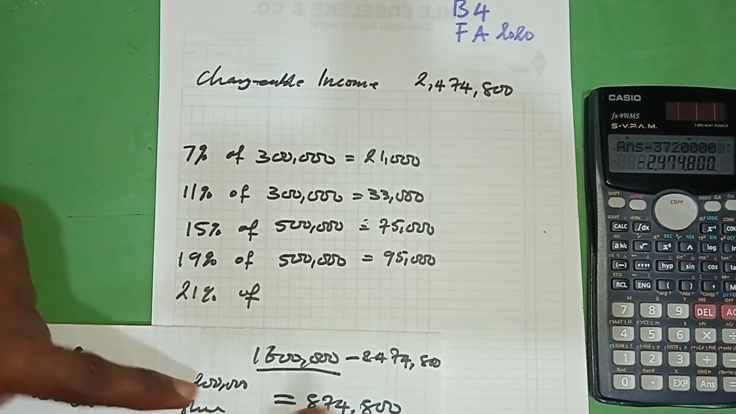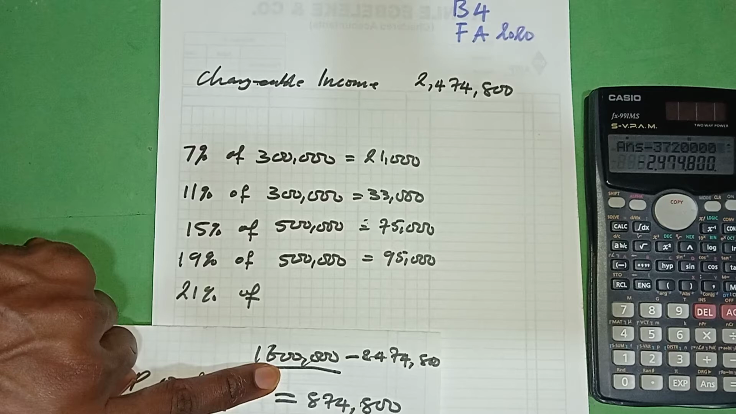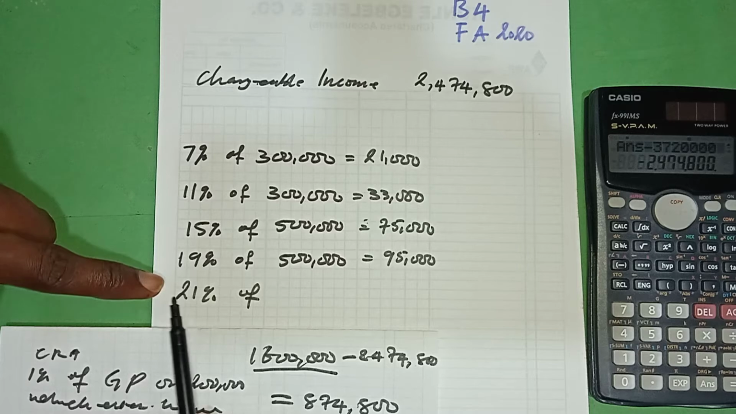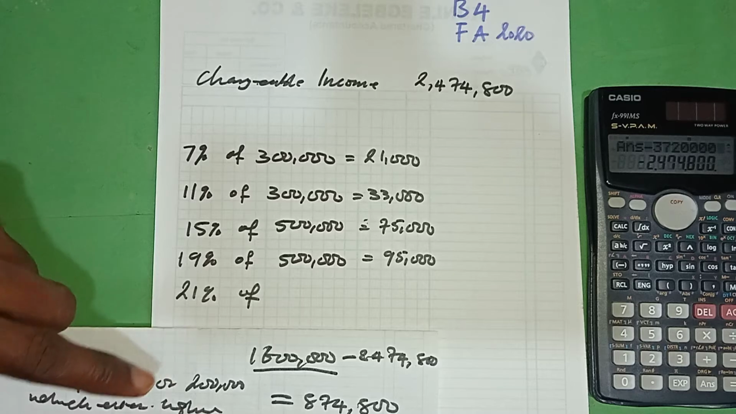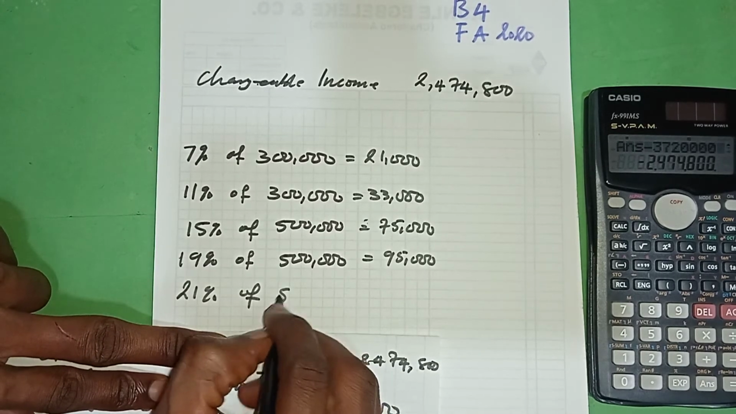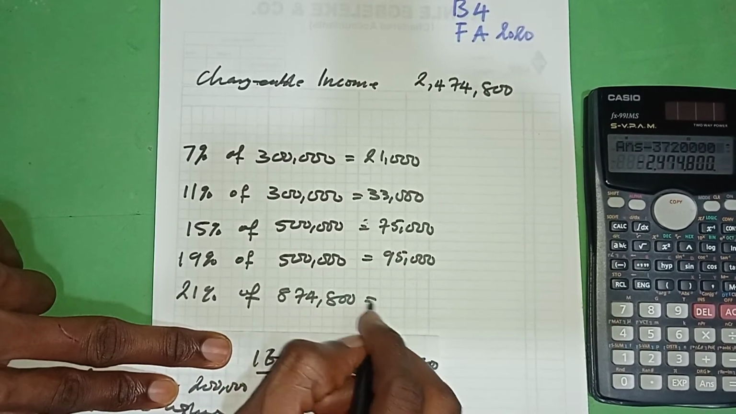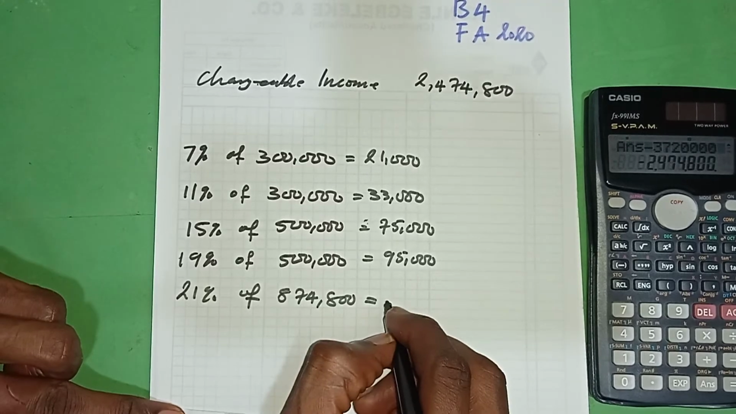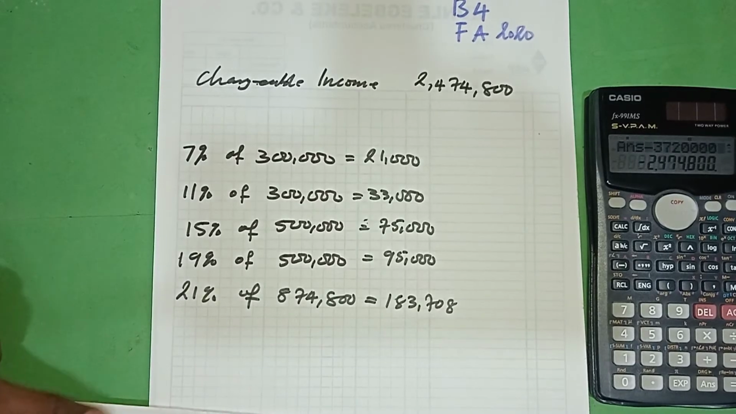If the amount is up to 1.6, you charge 21% on 1.6. But since it's less than 1.6 and we have exhausted all this one, you subtract it and charge 21% on the balance, any amount that is remaining. So here we're going to have 874,800. 21% of 874,800 will give you, when you punch your calculator, 183,708.